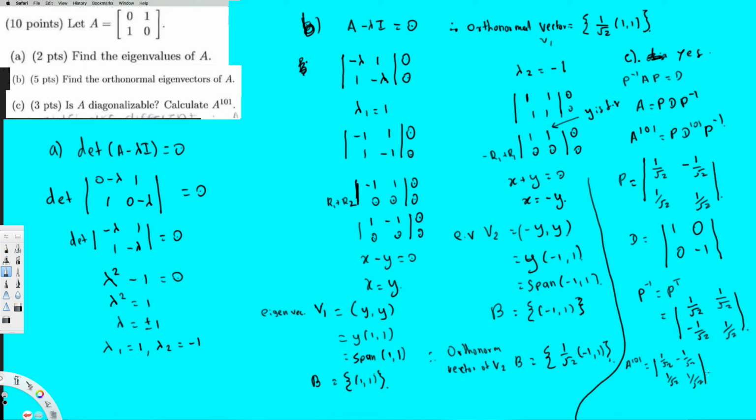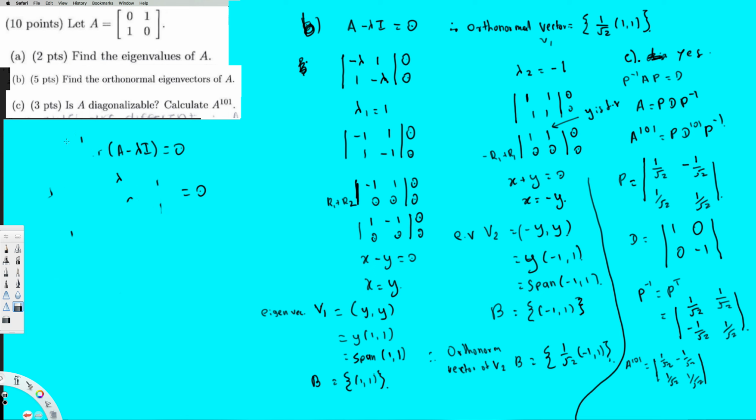Then what I can do, maybe I continue here. I don't have enough space over there. Erase this one. Okay, so now we have enough space. So let's continue here. A to the power of 101.